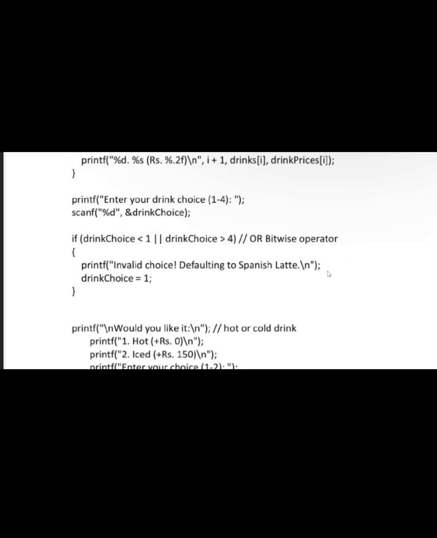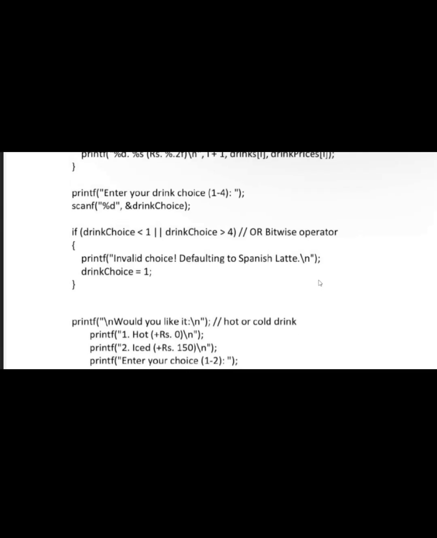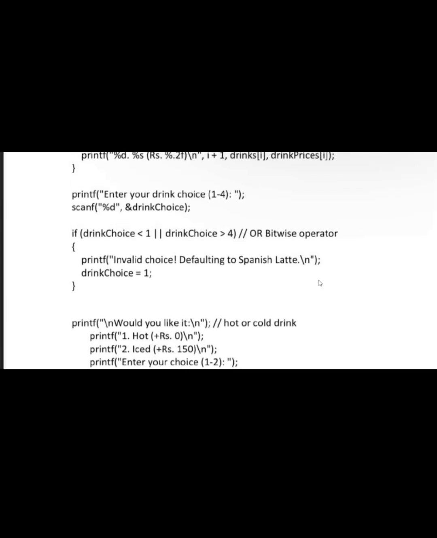Now here's the part that stops the chaos. To prevent those real-life errors, we have input validation. If a stressed barista accidentally types in 5 or 0, the code checks it with this if statement. It immediately prints invalid choice, and this is the key, it defaults to the Spanish latte. No crash, no fault, the line keeps moving.